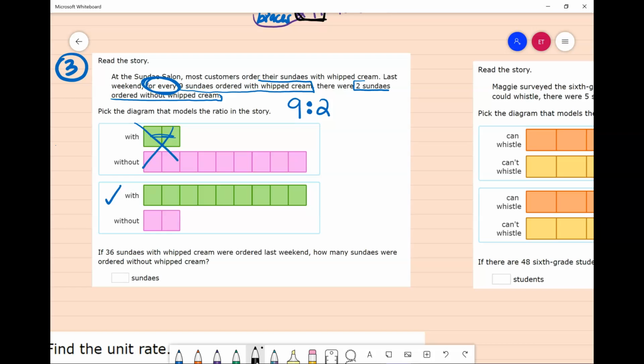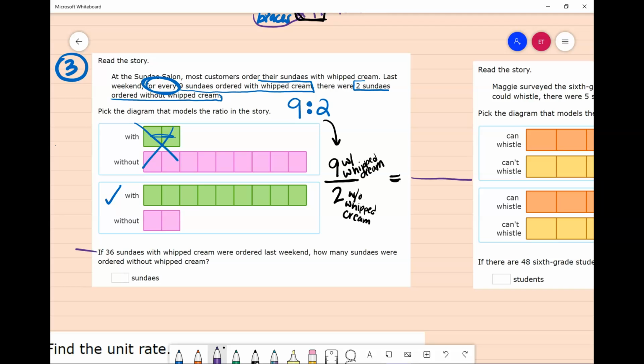Now my second part of the question says, if 36 sundaes with whipped cream were ordered last weekend, how many sundaes were ordered without whipped cream? So again, I'm going to take this ratio and write it as a fraction. So 9 over, or for every 2, this is with whipped cream, and the 2 represents without whipped cream. I need to find an equivalent ratio. Equivalent means equal.